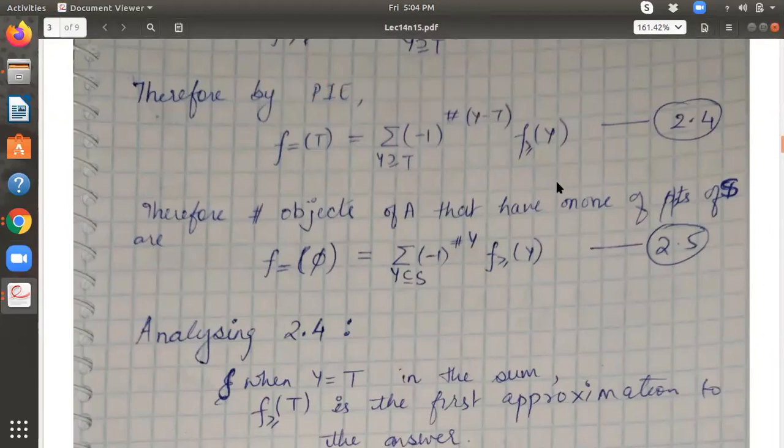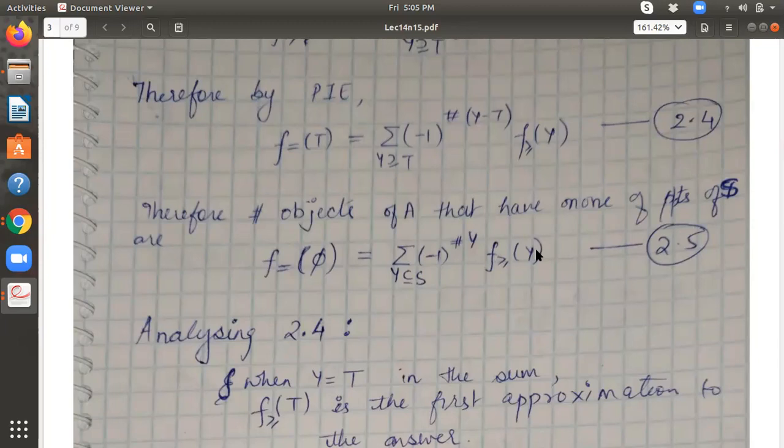Okay, so the discussion got interrupted. So f equal to phi is then, you just put your T to be empty here, which means the summation actually runs over all the subsets. All the Y which contain the empty set, which means all subsets of S. Isn't that true? So rewriting this for T equals empty, you get a summation running over all subsets of S, with the sign minus 1 raised to the cardinality of the set, and f greater than or equal to Y.